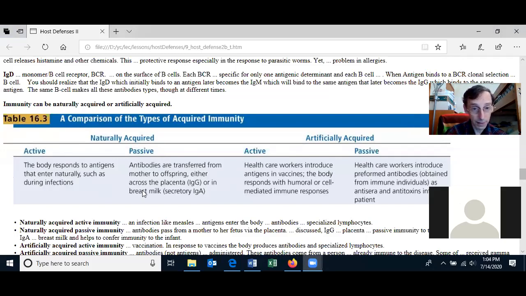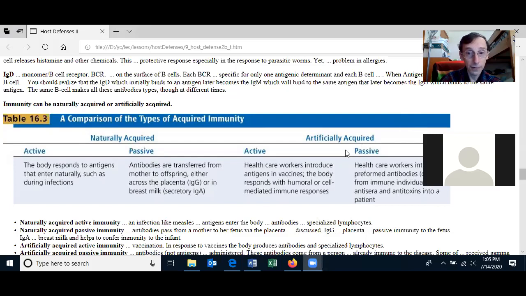And that is when a fetus gets exposed to antigens because the mother comes down with the antigens, meaning she comes down with the flu. And instead of the fetus making the antibodies, because that would be active, the mother makes antibodies and then sends them over the placenta and protects the fetus. And then the mother can also make antibodies in mother's milk and then give the antibodies to the nursing child in the breast milk. Okay? Any questions about that?